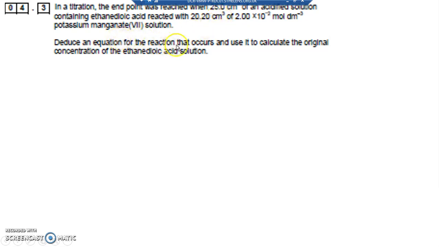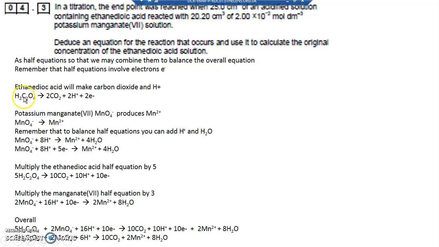But it also asks for an equation, and the equation I don't know, so I'm going to have to work it out. With titrations such as this, you have to produce two half equations and then combine the two. Otherwise it's just too complicated to work out. So let's try and work it out systematically. Ethanedioic acid. Do I know the formula? Yes, I do. It's H2C2O4 from the previous question.